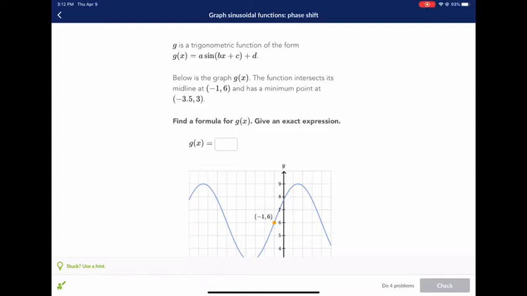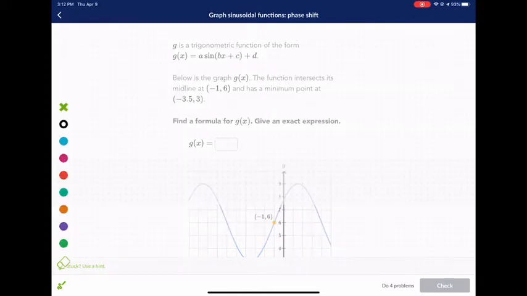Hey guys, so here's some worked examples of the graph sinusoidal functions phase shift Khan Academy assignments.